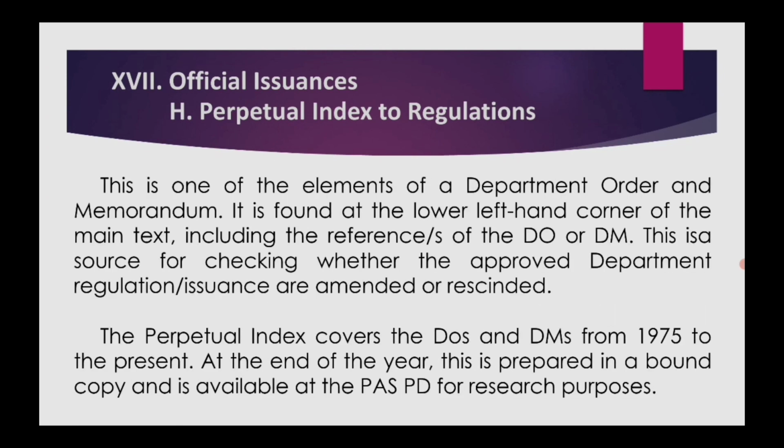This is one of the elements of a department order and memorandum. It is found at the lower left-hand corner of the main text, including the reference of the DepEd order or DepEd memorandum. This is a source for checking whether the approved department regulation or issuance are amended or rescinded. The Perpetual Index covers the DepEd orders and DepEd memorandums from 1975 to present. At the end of the year, this is prepared in a bound copy and is available at the Public Assistance Service, PD, for research purposes.